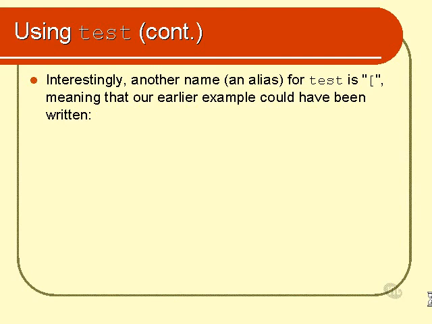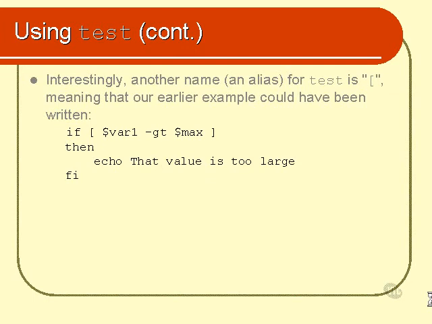It means that our earlier example could have been written like this. We just test to see whether one variable is greater than the maximum. So we use the open square bracket instead of the word test. Now notice that there is a closed square bracket there on the end of the line. And that's one of the curious features of the test program. If you use the alias of the open square bracket, then test will actually give you a syntax error if you forget to put in the closed square bracket. But if you just use the regular word test, then you don't need the closed square bracket.